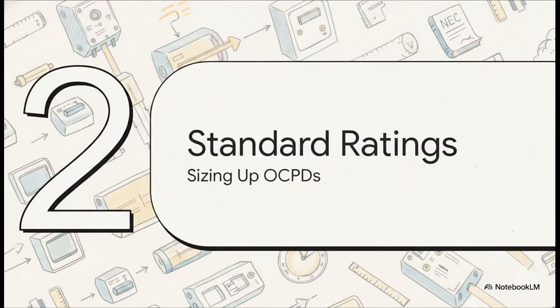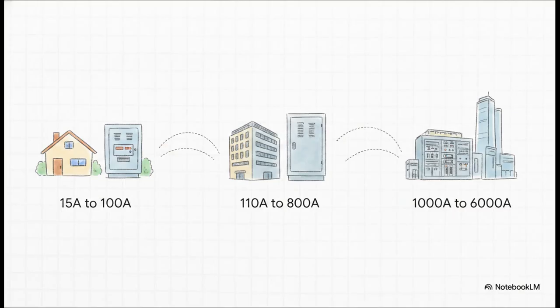Moving right along to Section 2, Standard Ratings and Sizing Up. Now, instead of just staring at a giant wall of numbers in the codebook, look at how we've grouped these standard OCPD, or overcurrent protective device sizes. You've got your everyday residential sizes from 15 to 100 amps, your mid-range stuff from 110 to 800 amps, and then those massive commercial sizes scaling all the way from 1,000 up to 6,000 amps. You really need to be familiar with these specific buckets to quickly solve field scenarios and nail those exam calculations.